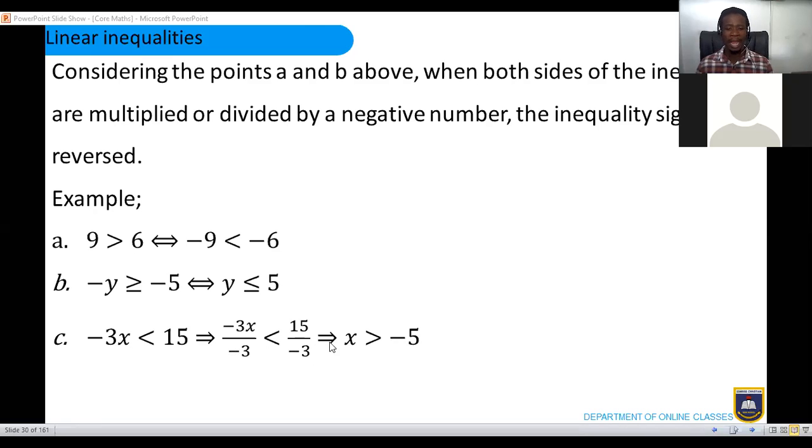So we have x to be greater than negative 5. Any question with the third example? Any question?